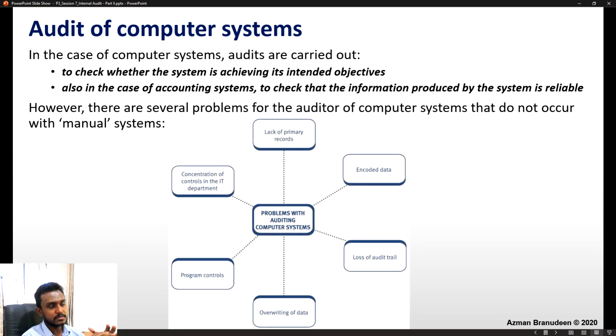What are these problems? There can be a lack of primary records because they are input. There can be encoded data. There can be a loss of audit trail due to various reasons. There can be overwriting of data.